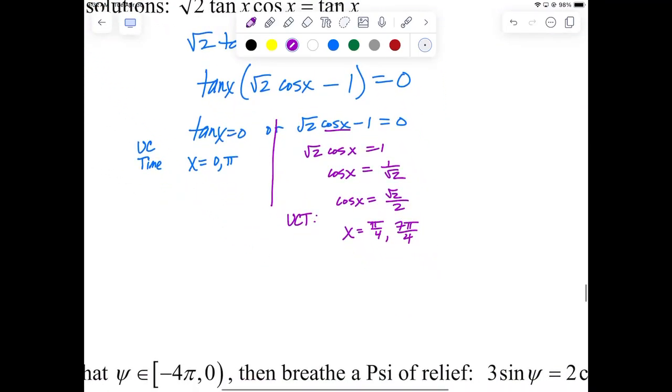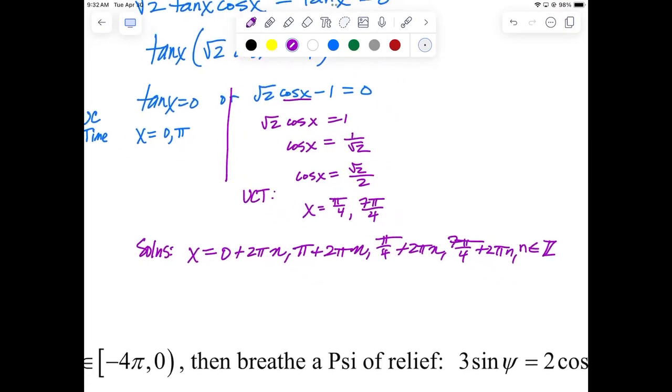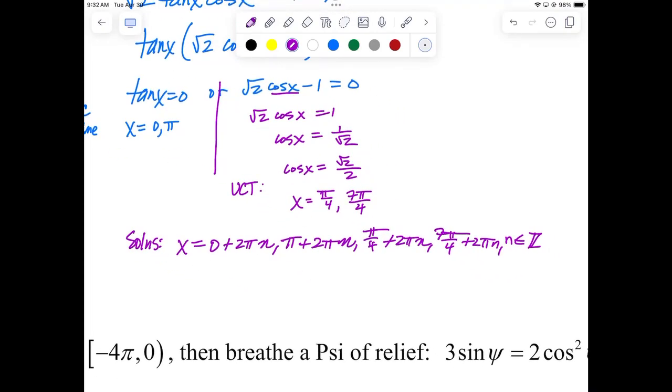So that's easy now. So I could say the solutions are going to be x equals 0 plus 2 pi n, pi plus 2 pi n, pi fourths plus 2 pi n, and 7 pi fourths plus 2 pi n. And then I'm going to say comma where n is an integer. You just say plus 2 pi n at the end of them. That gets you all of them. Those are the equations that generate the rest of them.